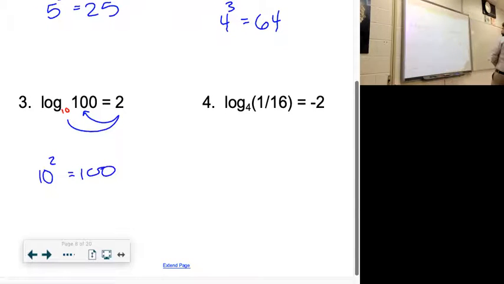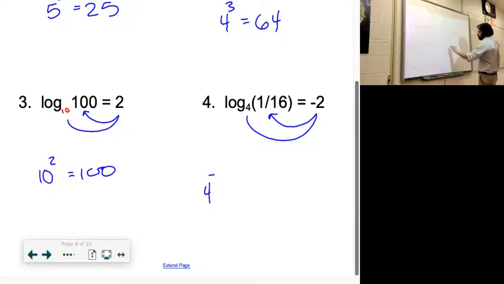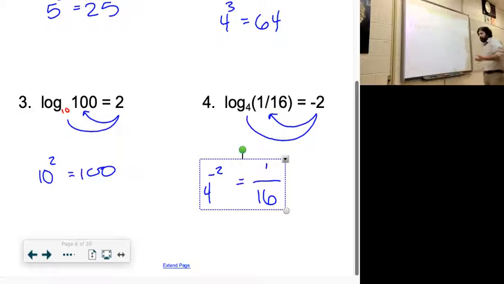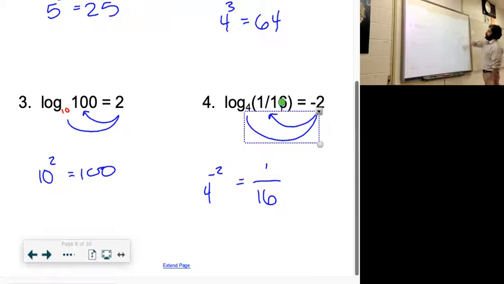And then number 4, log base 4 of 1/16 equals -2. So in this case, 4 to the -2 is 1/16. Right? And all of these are true statements right now. We started with the warm-up that was not the same as this, but in a similar presentation as the exponential form. We're just now taking it from the logarithmic form and moving it into the exponential form.